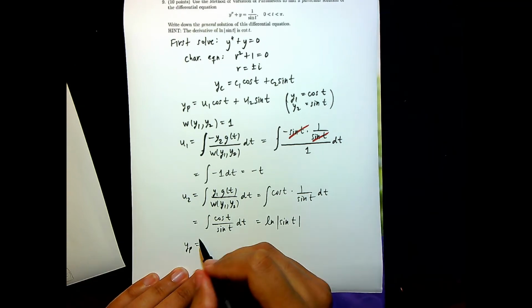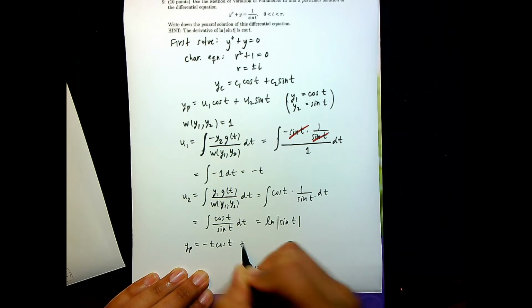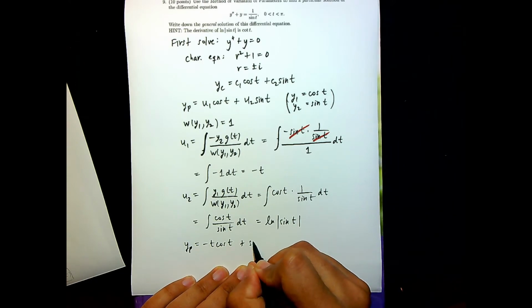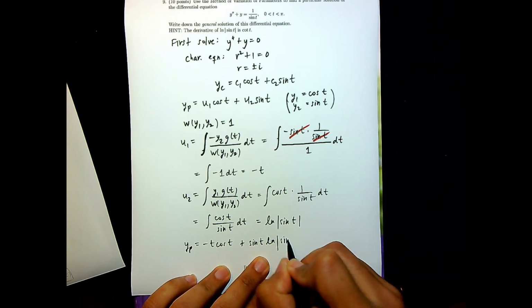The particular solution is u1, which is negative t, so negative t cosine of t, plus u2, which is this thing, times sine of t. I'm going to put the sine of t first. It's going to look better. Ln absolute value of sine of t.